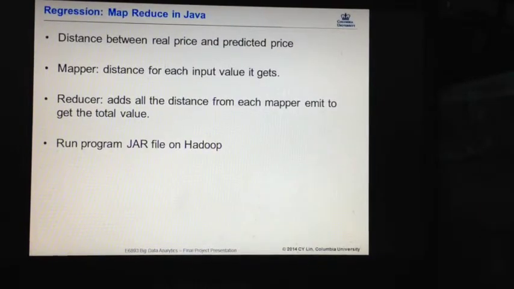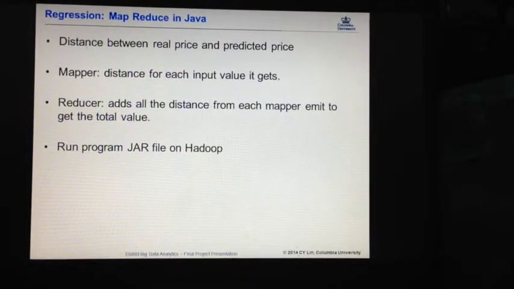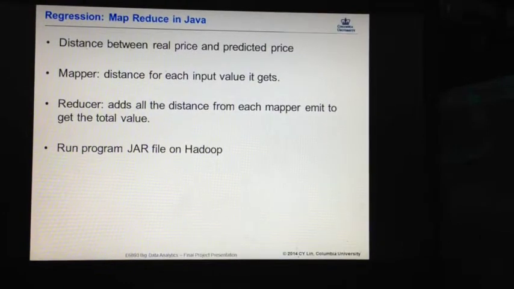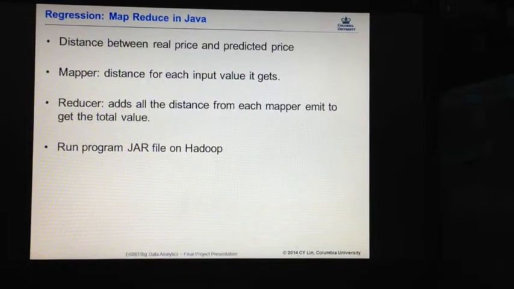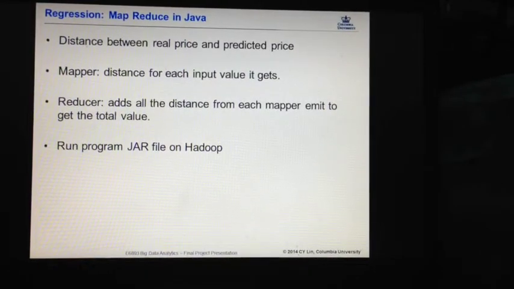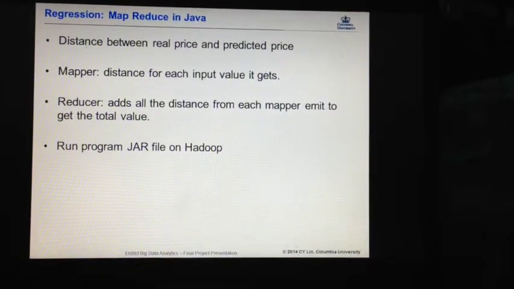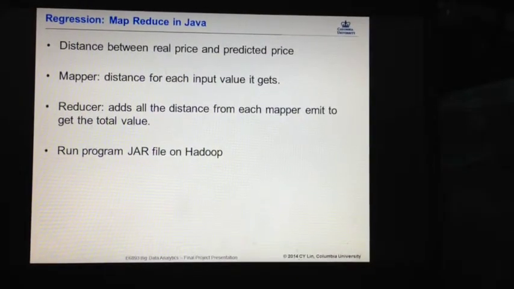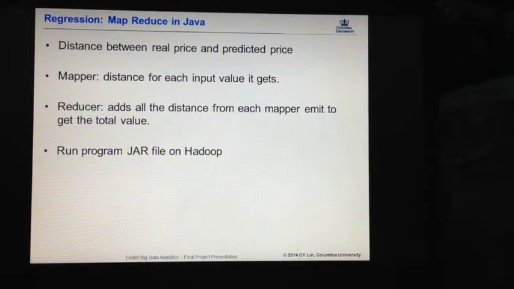In order to implement the whole process, we wrote the MapRegress program in Java. It calculates the cost function, which is defined as the distance between the real price and our predicted price, and then updates theta according to that in each iteration. The mapper calculates the distance for each input value, and the reducer adds all the distances from each mapper to get the total value. And to reduce the running time, we export the Java program as jar files and run it on Hadoop.